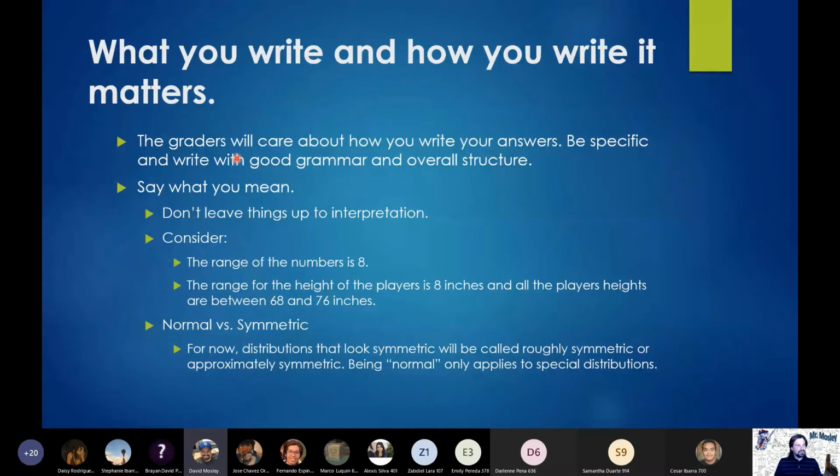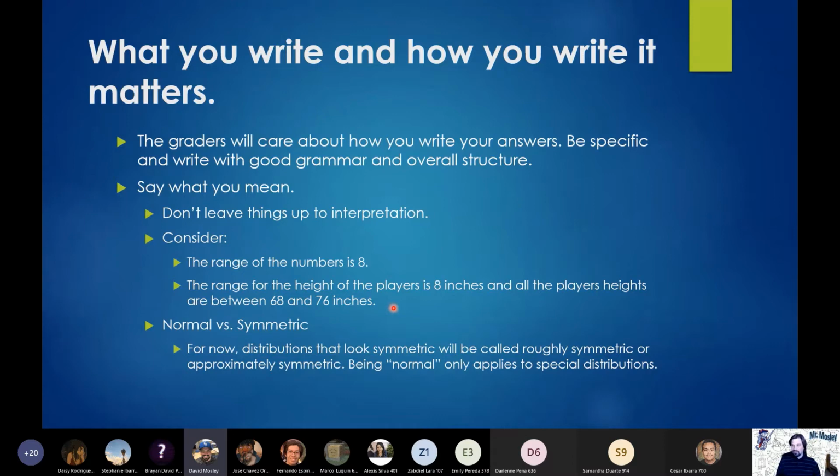You need to say what you mean. Don't leave things up to interpretation. Again, this goes back to being specific. Consider these 2 sentences. One says the range of the numbers is 8. Fine, that is probably what the value is. They probably found the range and it's 8. And then the second response says the range for the height of the players is 8 inches and all the players' heights are between 68 and 76 inches.